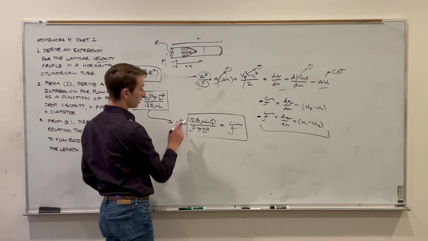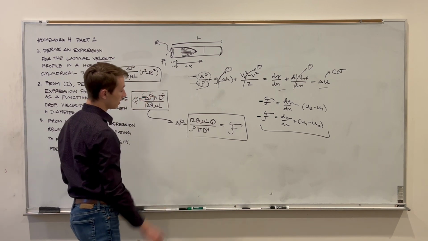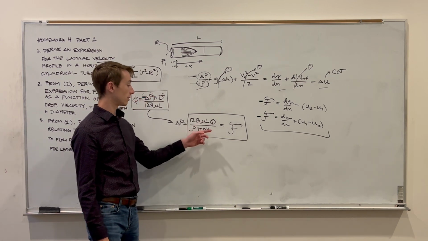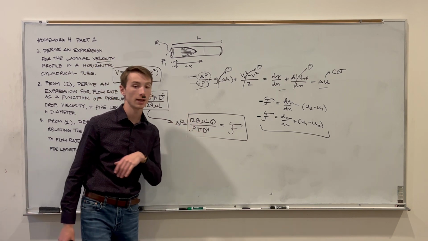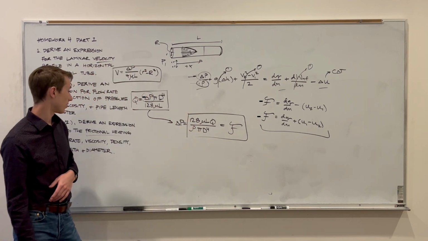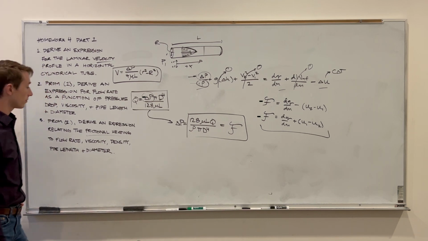Frictional heating is equal to 128 times the viscosity times the length of the pipe times the flow rate divided by the density of the fluid times pi times the diameter of the pipe to the 4th power. It's a mouthful. And that's going to be our answer to number 3.